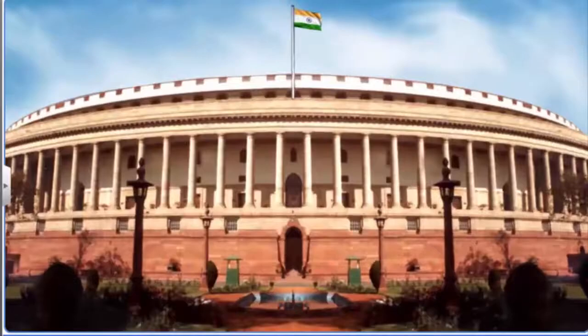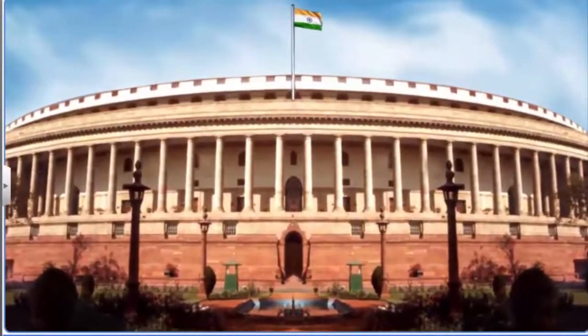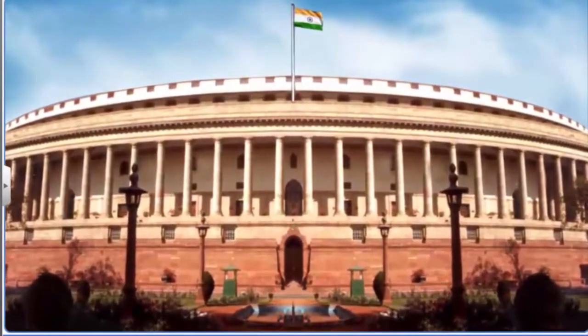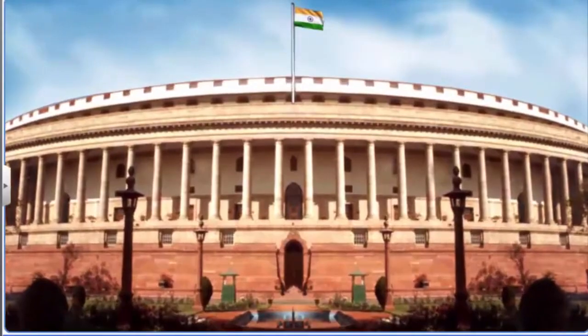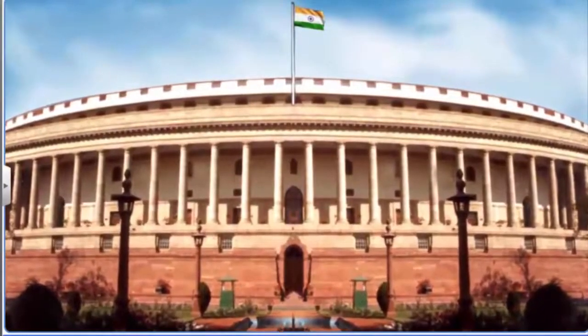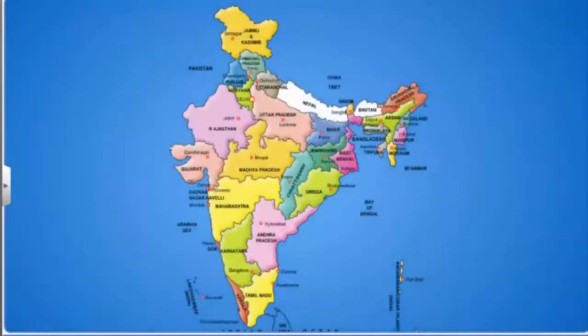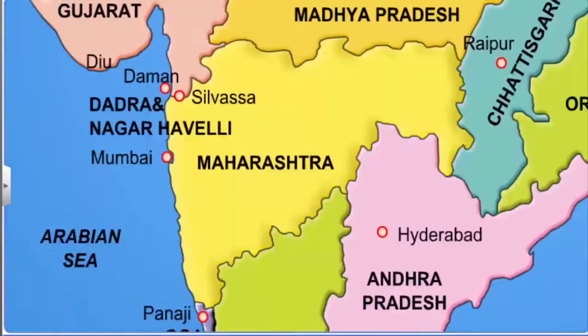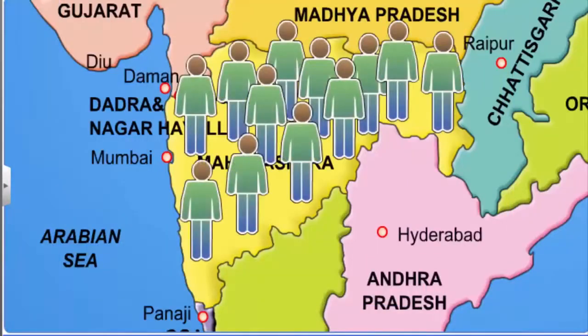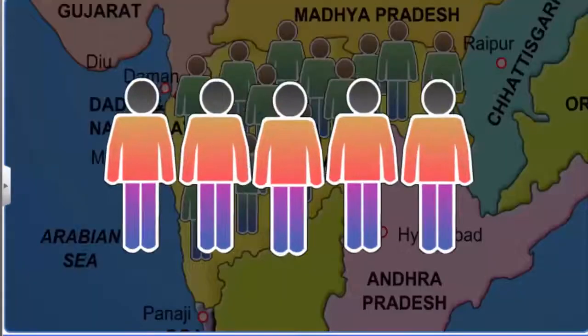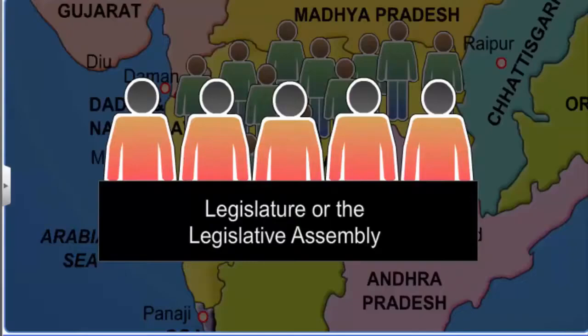The Parliament is the National Assembly of elected representatives of the people. It exercises supreme political authority on behalf of the people. The Assembly of Elected Representatives of the People at the state level is called the Legislature or the Legislative Assembly.